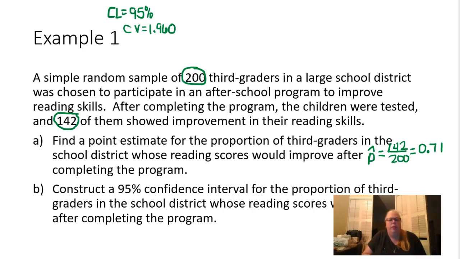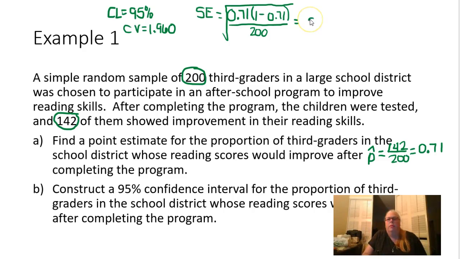Okay, and let's get the other things that we need in order to do this confidence interval. All right, our standard error, we have a formula for that. That's going to be our p hat, our point estimate, times 1 minus our p hat, divided by the number of students in our sample, which is 200, and then we're going to take the square root of all of this, and I'm going to round this to 4 decimal places. And this is going to give me 0.0321.